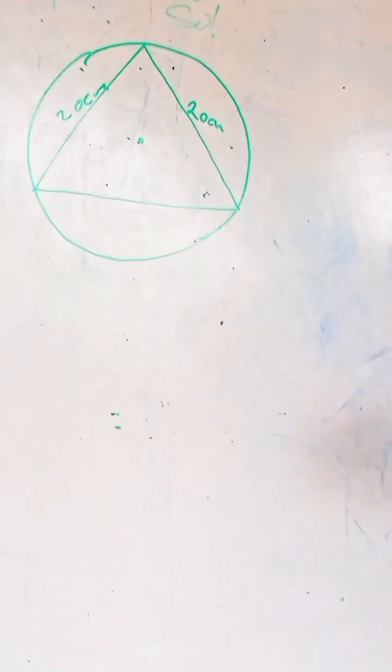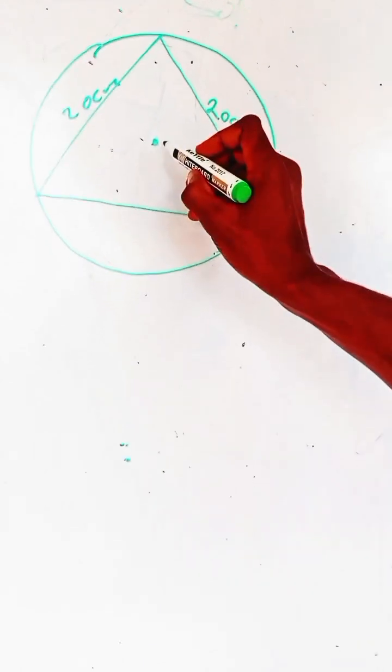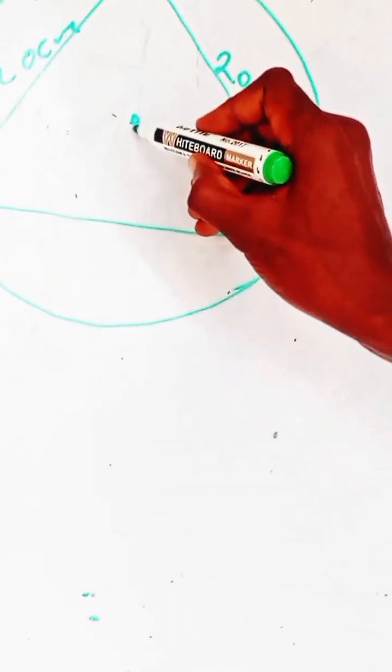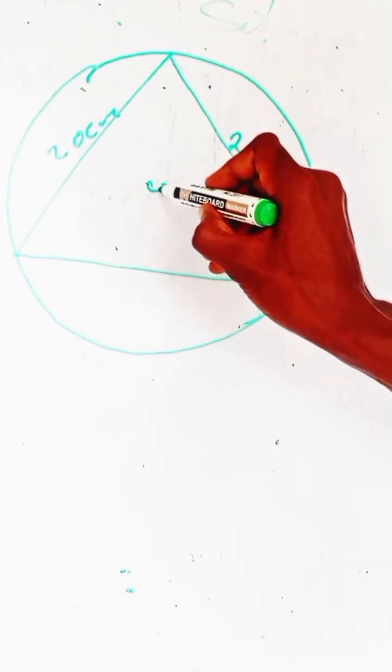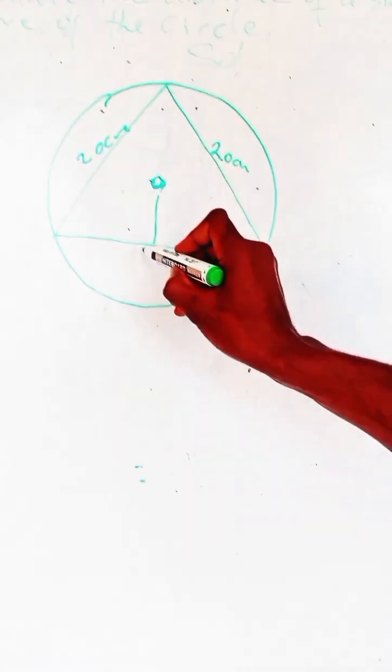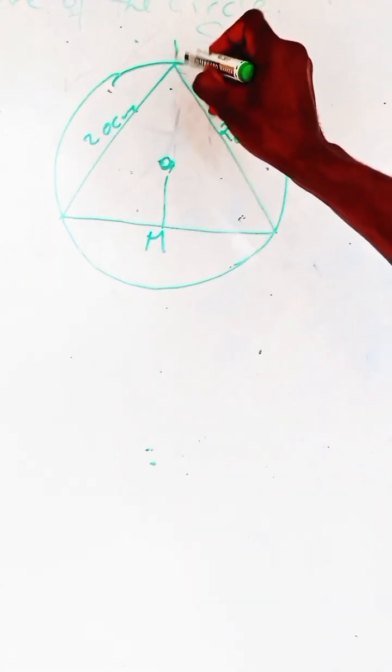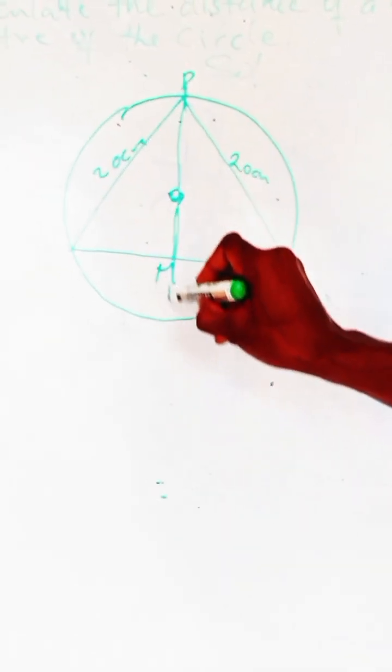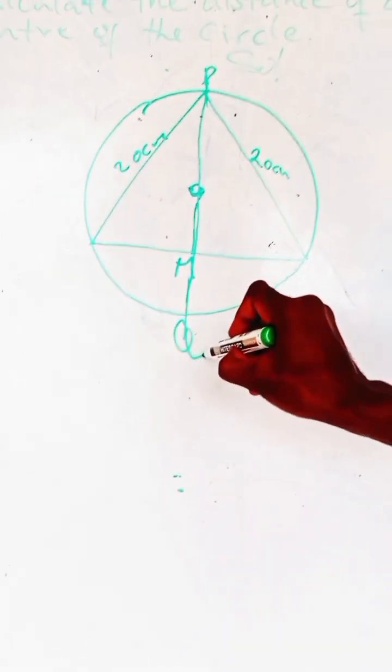You are asked to calculate the distance of a side of the triangle from the center of the circle. That is, if the center here is O, from O to this point, let's call it M. Here is P, and complete this line to make it a diameter, and call the other end Q.